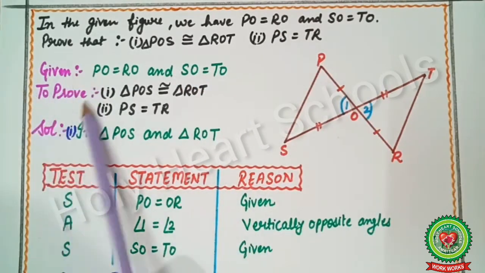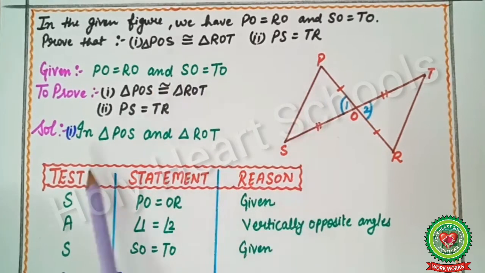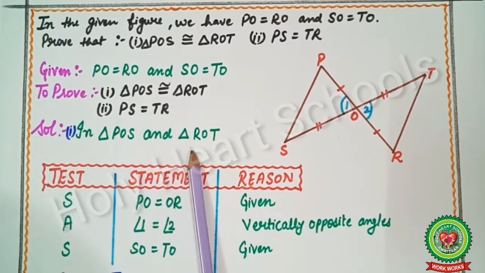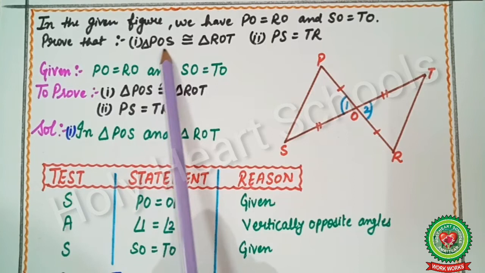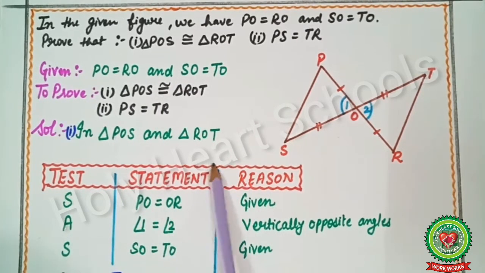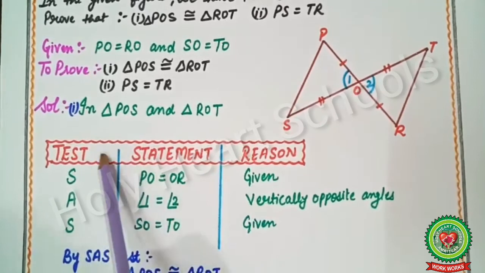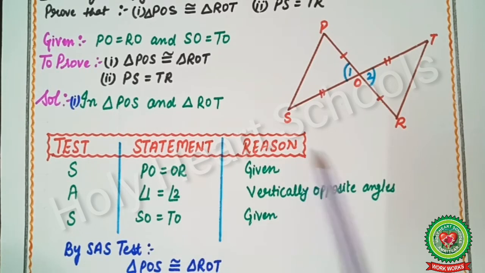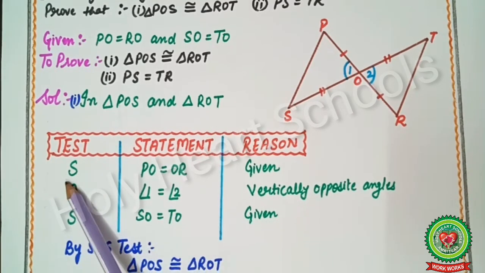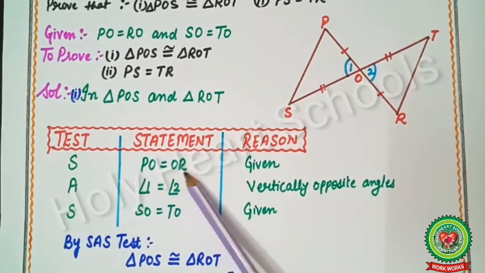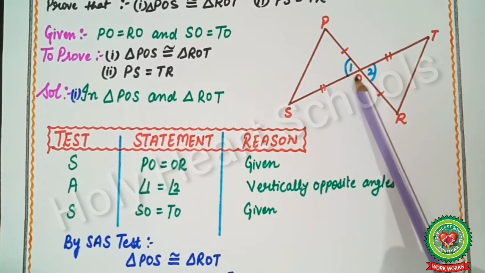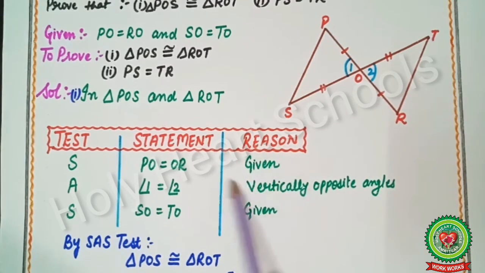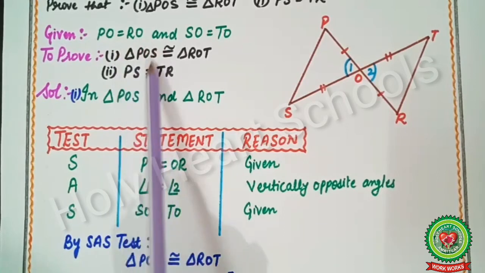Next, whatever we need to prove, we have to write over here from the statement. Next, we will start the solution. So whichever triangles we need to prove congruent, we will write here in triangle POS and triangle ROT, right? Now we will have three partitions. In the first partition, we will write test, second partition statement, and third one will be reason. Now first, I'm going to take the side. Which side? That will be PO is equal to OR or RO. PO is equal to OR or RO is the same thing, right? Which is already given to us in the statement, right?